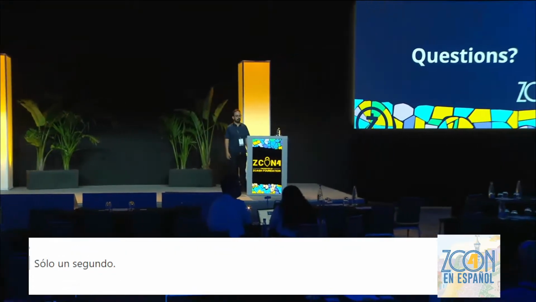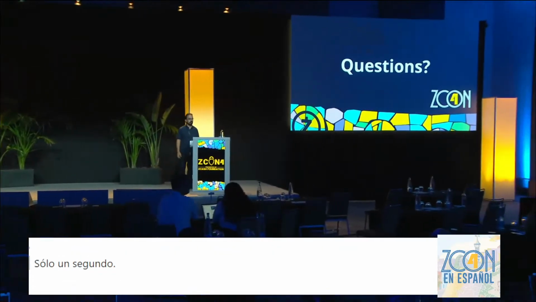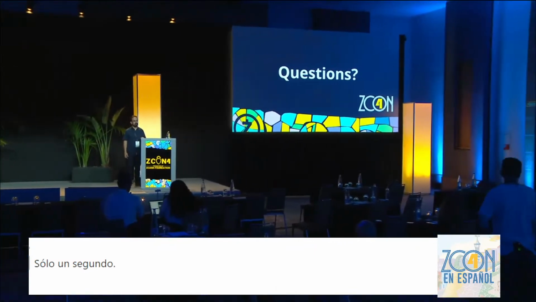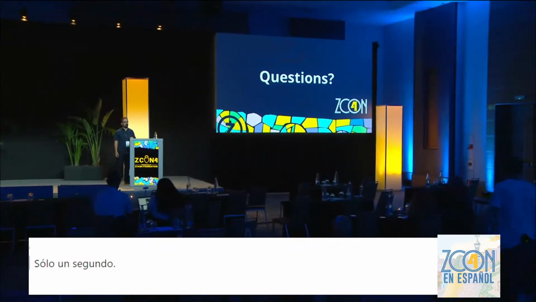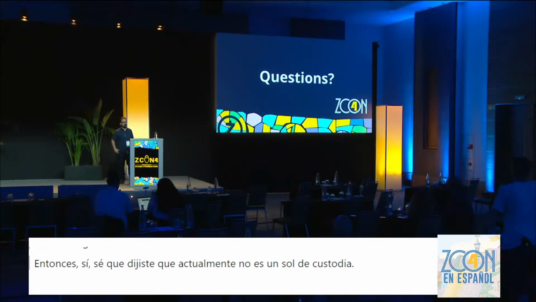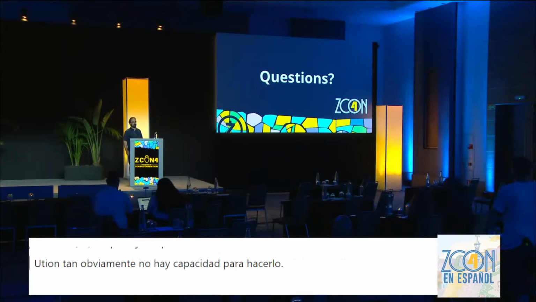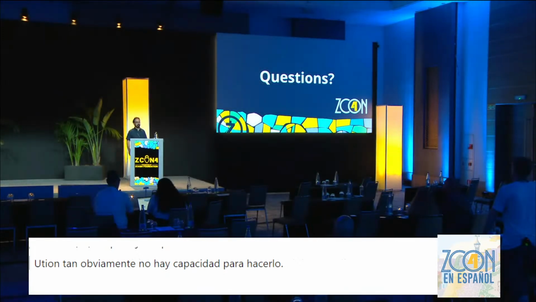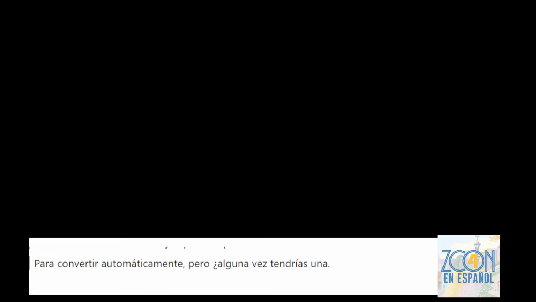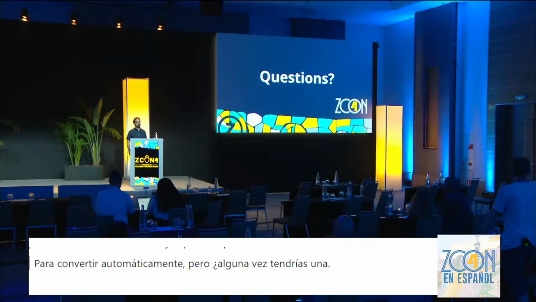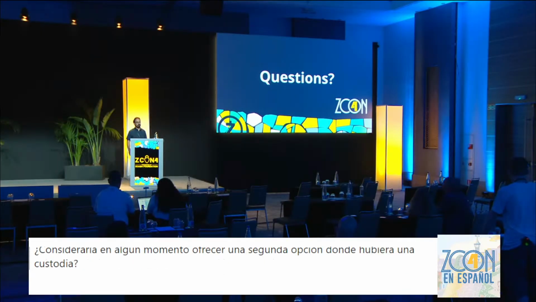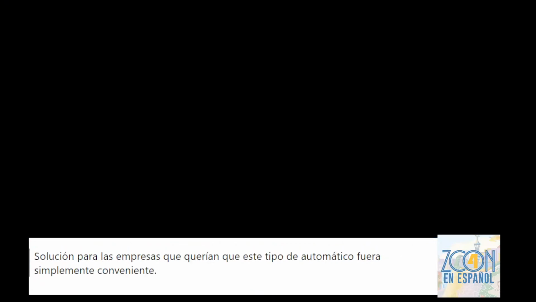So, yeah, I know you said that currently it's not a custodial solution, so obviously no ability to convert automatically. But would you consider at some point offering a second option, a custodial solution for businesses which did want this automatic, convenient conversion?